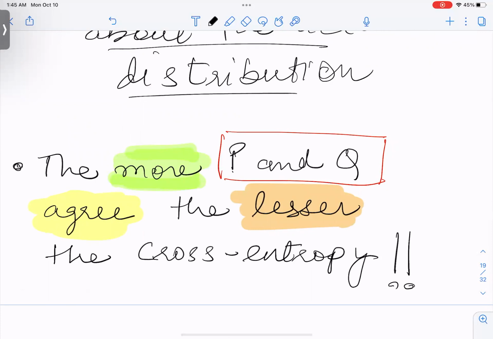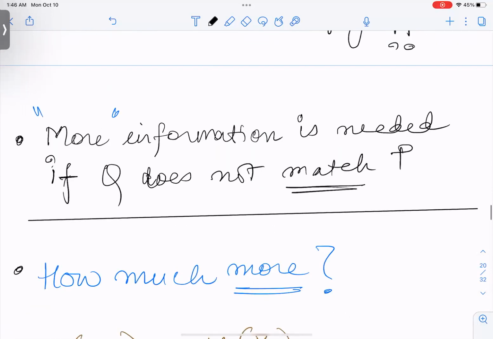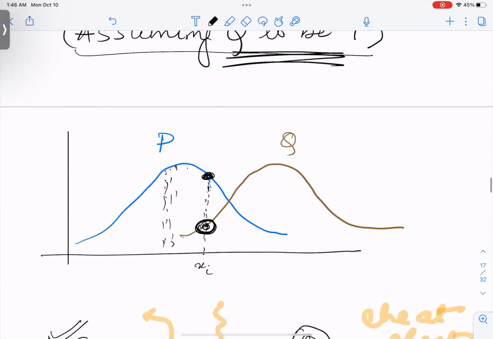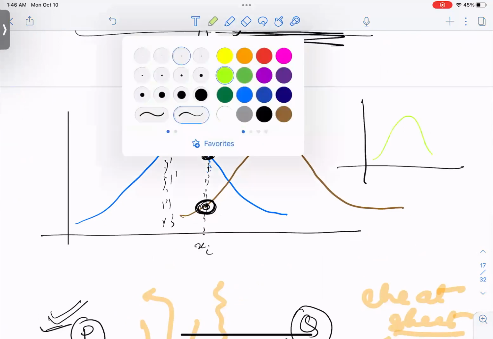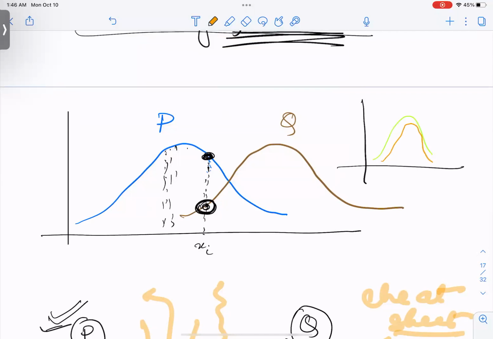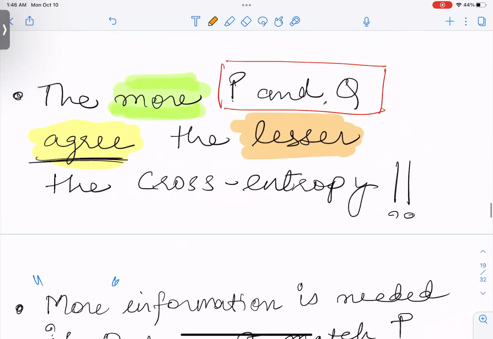But the more P and Q agree, so if we have a distribution, okay, I can draw it here. If instead of this case I have something like this and this, now it will be less, because every time P says the likelihood is high, Q also says the likelihood is higher. This is just a hypothetical distribution of P and Q. The more P and Q agree with each other, the lesser the cross entropy would be.